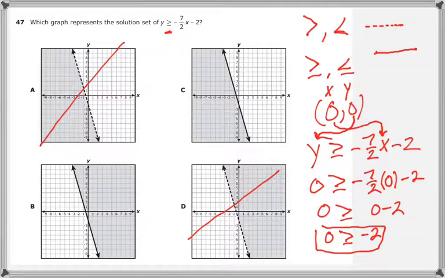Really, we should have question marks over these inequalities, since we were testing to see if it's true. But here we can confirm that yes, 0 is greater than negative 2, and this is our test point, which is in this shaded area here. Our test point's at the origin, so this is the correct answer. So you want to pick answer choice B on this one.